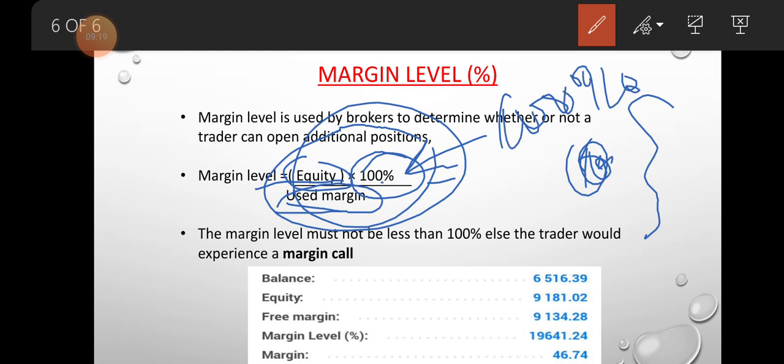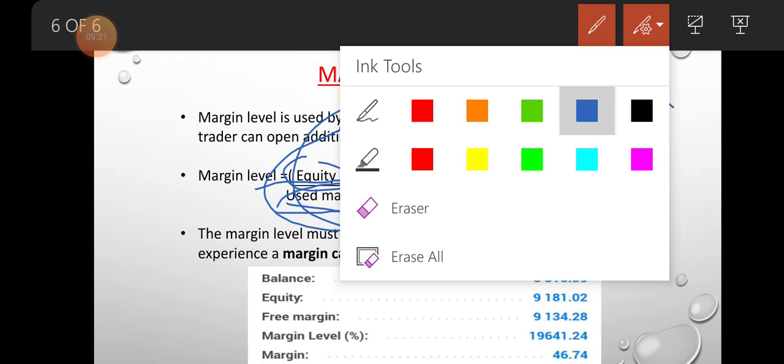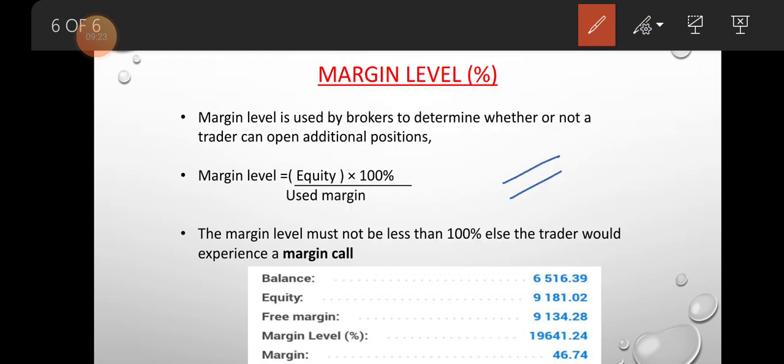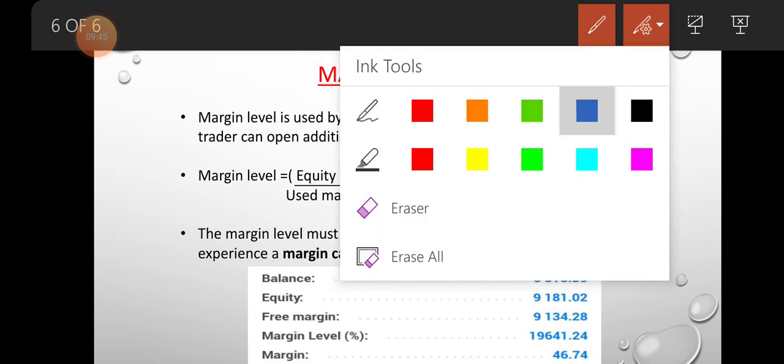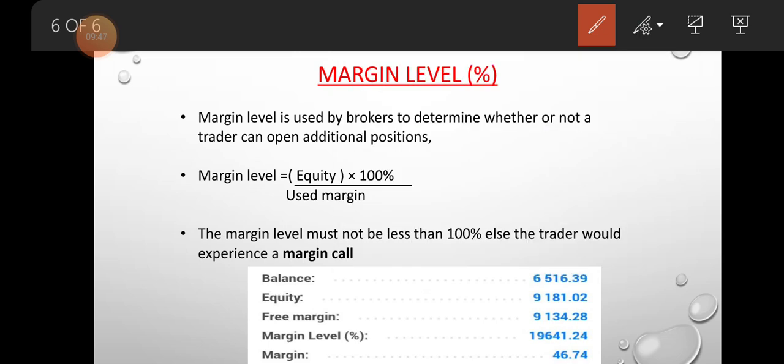And when that happens, you are going to get something called a margin call. Your broker will start sending you a message telling you to close some of your positions so that he will return those margins back into your account, so that you'll be able to hold the trades that are already running. If you don't do that, he might close everything by himself and you might lose your whole account. When we talk about brokerage, you will understand more about them.